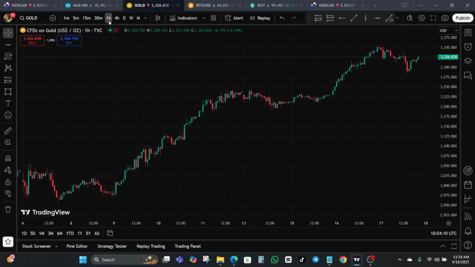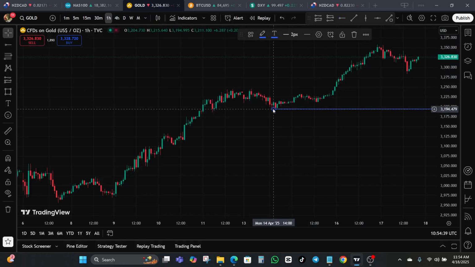The core setup involves spotting momentum surges followed by small retracements. So imagine gold makes a strong bullish push, like what we can see happening right now. Instead of jumping in, you wait for a minor pullback, like what happened here, a couple of candles moving against the trend. That's what we call the pullback. Now, this is your zone.